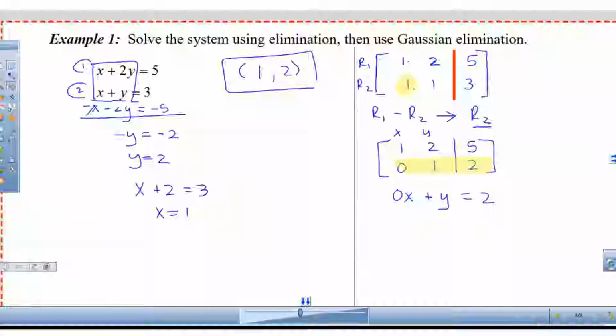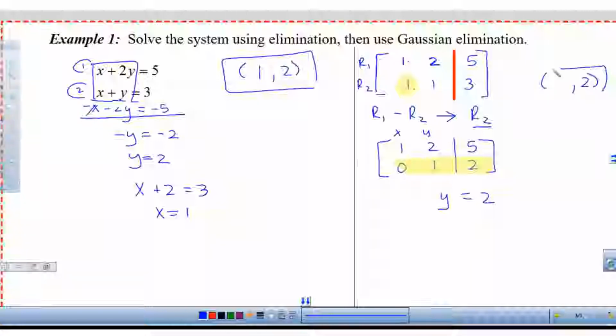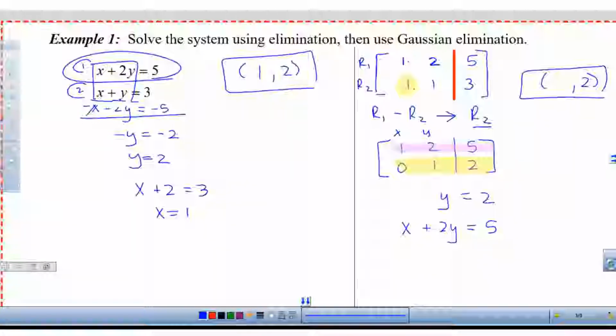Well, no x, that's not necessary, right? 0 times x is just a 0. So all that really means is y is 2. So there's my answer for y. It's going to be a 2. Once you've dealt with that bottom row, guys, then you move up to the row above that. So that means 1x plus 2y is equal to 5. Row 1 didn't change, so that equation is exactly what it was to begin with.